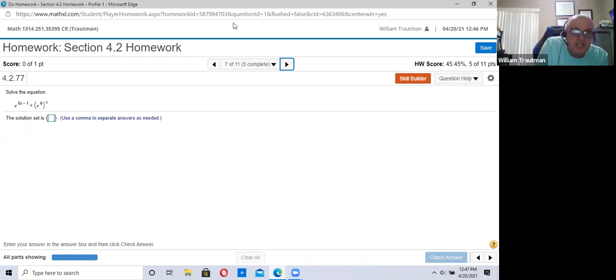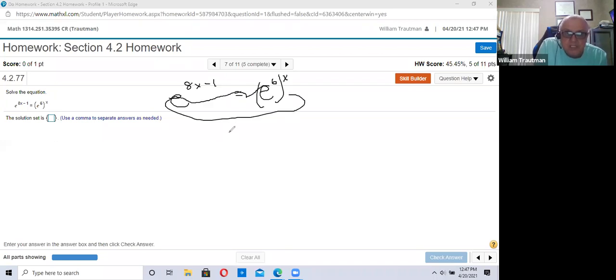Okay. The bases are the same here. Here's a problem. e to the 8x minus 1 equals e to the 6 raised to the x. So the bases are the same. That means the tops equal each other. 8x minus 1 equals 6 times x. 6x right there. That's 6 times x.